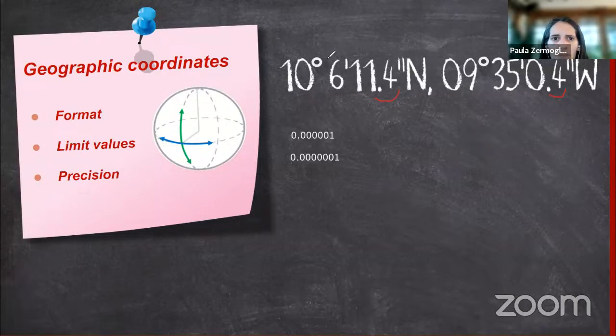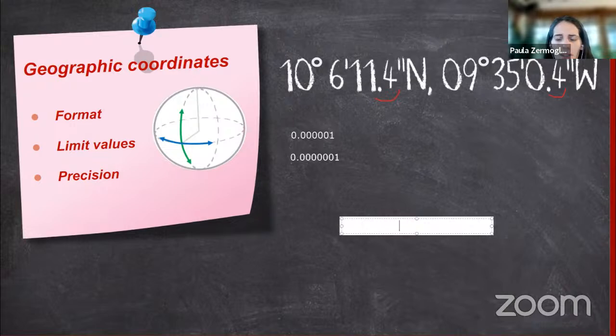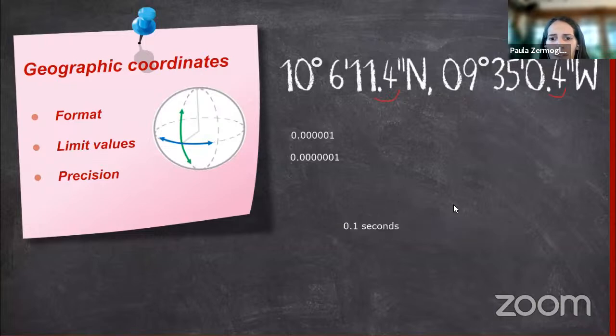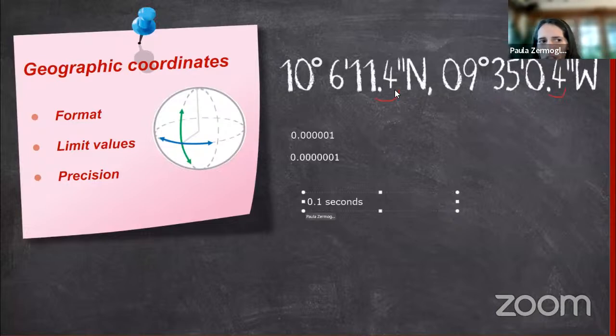Let me write that down. 0.1 seconds. Okay. Sorry. 0.1 seconds is the precision for these coordinates. Are we all in agreement with that? Because we have to move from here to calculating the actual precision.